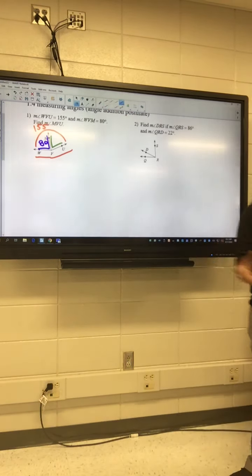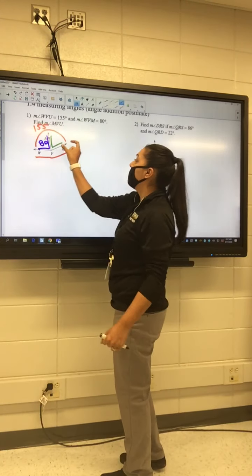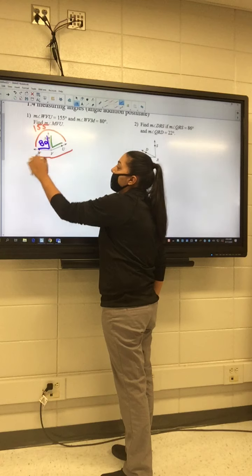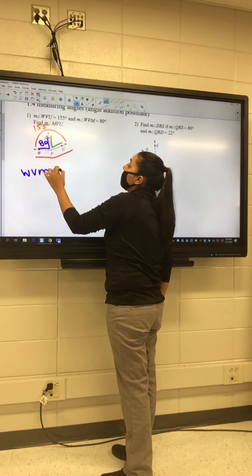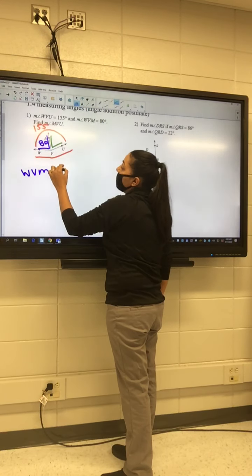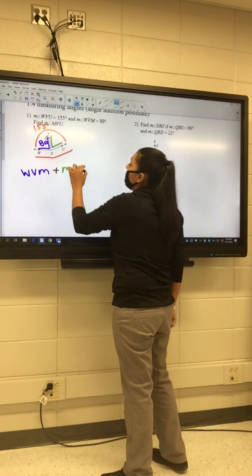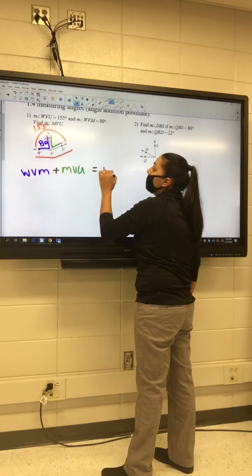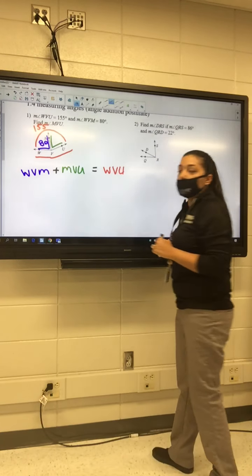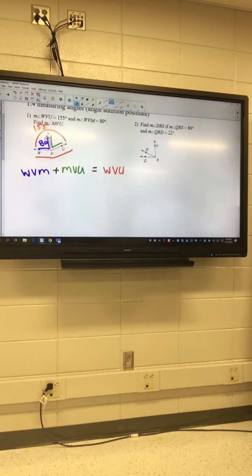Okay, so with our addition postulate, you can write it out. The little angle plus the little angle should equal the big angle. So in this case, it's going to be WVM plus our MVU should equal our huge one, WVU. I'm looking at the little one, and then the big one. This is your little angle, and then your other little angle.